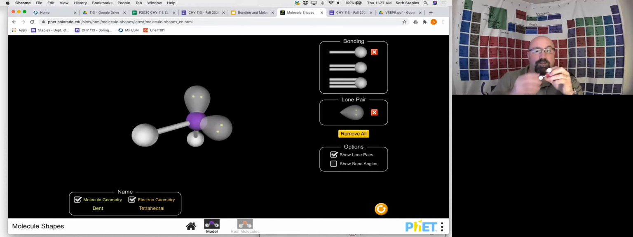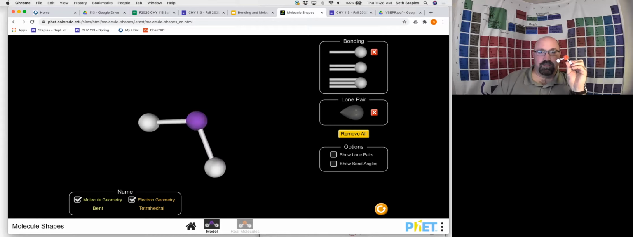This would be water. So this is an example here of a water molecule, where we have 1, 2, 3, 4 electron domains for an electron geometry of tetrahedral, but 2 of those are lone pairs. So the actual molecular geometry is bent. So it would look like that when we're looking at just the atoms.